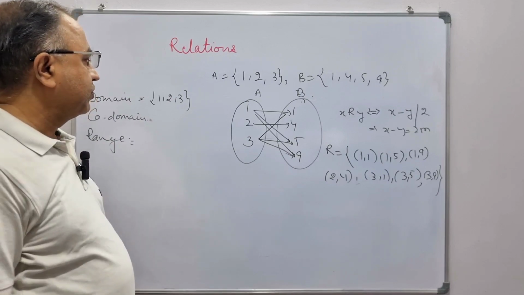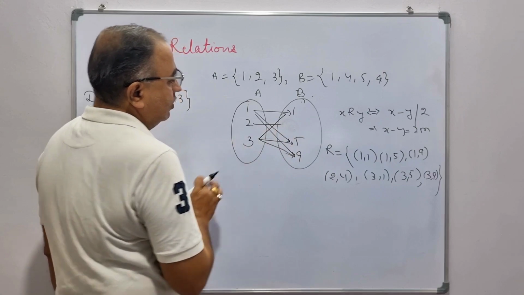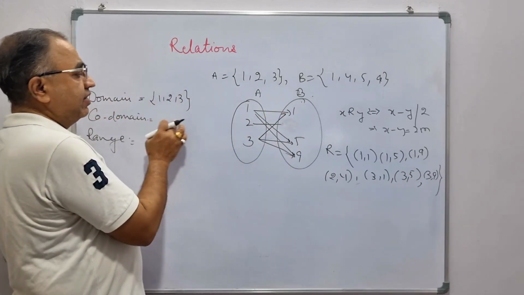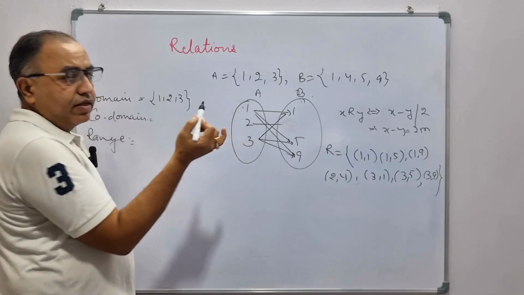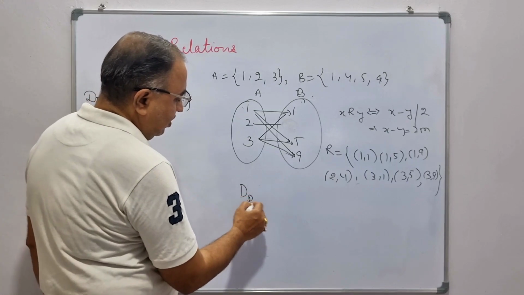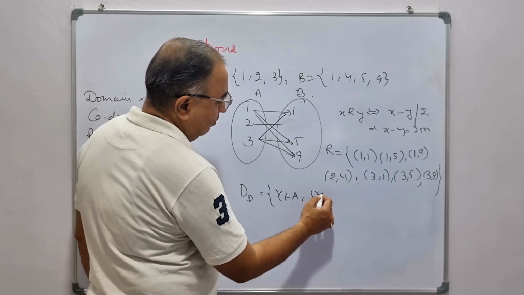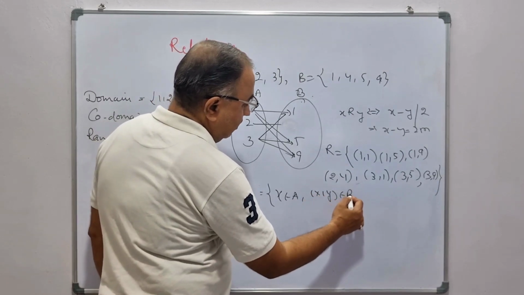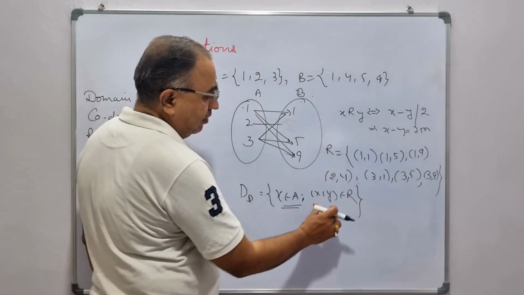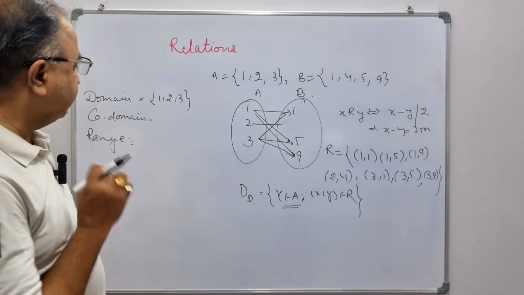Right. Now, for example, suppose if I remove 4 from here, then 2 is not connected with any of these relations, so 2 will not come in the domain. In that case, the domain will only include 1 and 3. So the domain of a relation is the collection of those entries of set A which are related with the entries of set B. It means X belongs to set A, and at the same time this ordered pair must be in the relation, only then we say that X belongs to the domain.